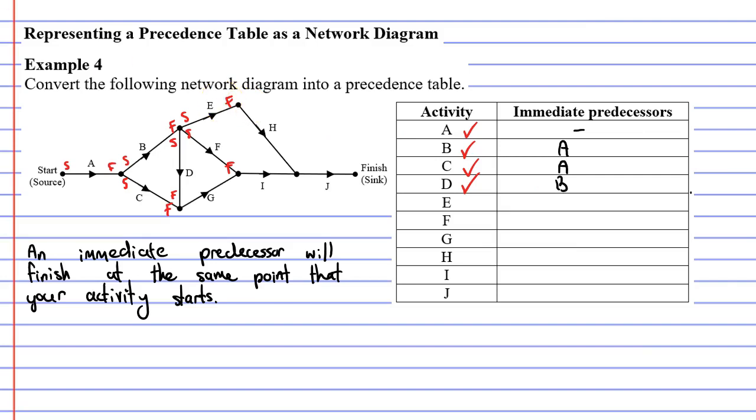Looking now at activity E, we can see that activity E starts at this vertex here, and the only edge or activity that finishes at this point is activity B. So activity B must be an immediate predecessor for activity E. Let's now look at activity F, which is this activity here. We're going to look at the vertex where it starts, and there's only one edge that finishes at this point, edge B, or activity B.